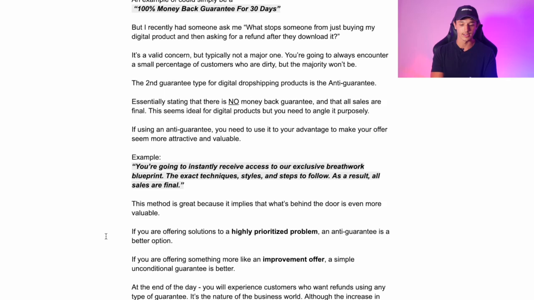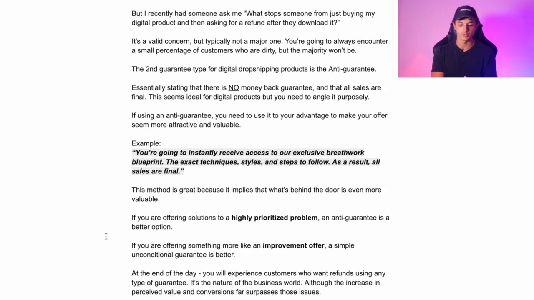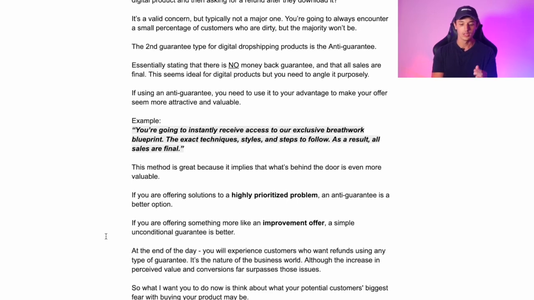At the end of the day, you're really going to experience customers who want refunds no matter what type of guarantee you're using. It's the nature of the business world. Although, the increase in perceived value and conversions definitely surpasses the issues that you're going to deal with. And if you're going to deal with them to some capacity, which every business does, then you might as well go ahead and use some guarantees to increase your conversions, create more perceived value, and build your business.